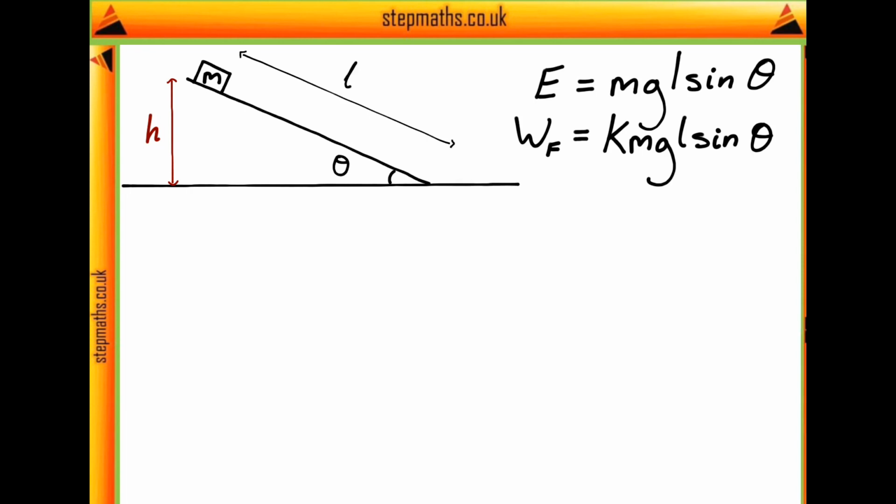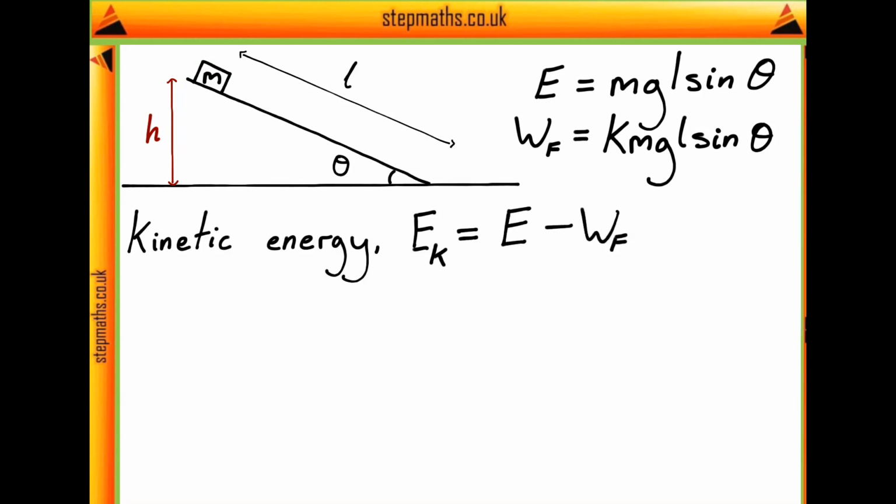Now, moving on, we can go ahead and use our potential energy and the work done due to friction to try and find the kinetic energy of our mass at the bottom of the slope. So what's this going to be? Well, the kinetic energy is just going to be our potential energy minus the work done due to friction. It's just going to be this expression here, mgL sine theta, take away this expression here, K mgL sine theta.